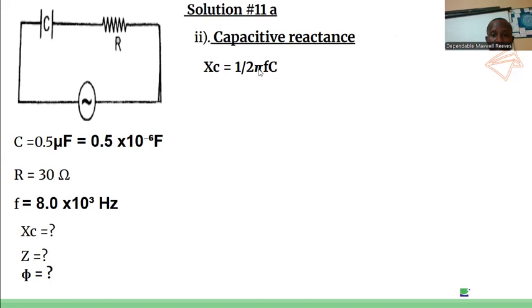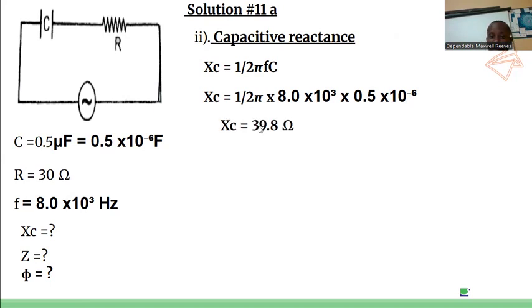All right. Replacing the value of the frequency and the value of the capacitance, we have XC equal to 1 divided by 2 pi times 8.0 times 10 to the 3rd power times the capacitance, 0.5 times 10 to the minus 6 power, since micro means 10 to the minus 6. Solving these values, we have our capacitive reactance equal to 39.8 ohms. It is also a resistance, which is the reason why it's in ohms.